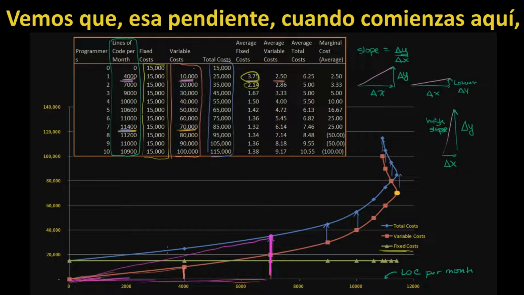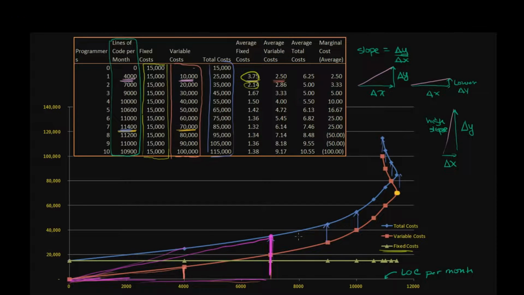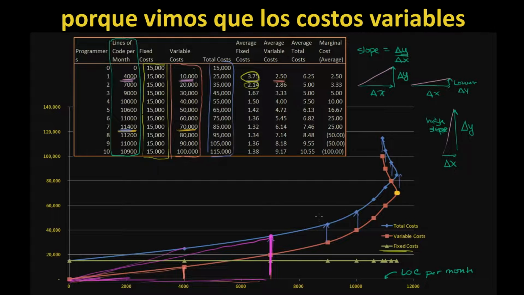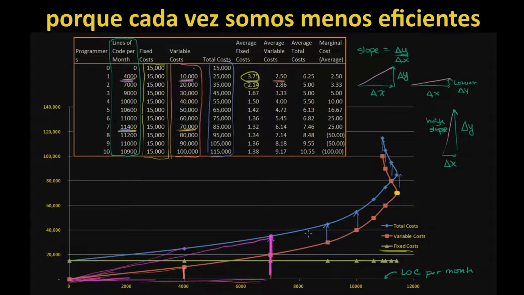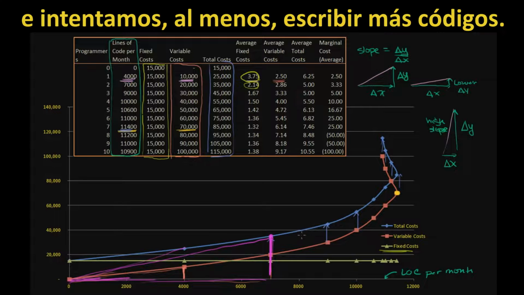And we see that slope, when you start from this point to that point, goes down. But then we see the slope starts to go up again, because the variable costs start increasing as we get less and less efficiency as we add more and more developers and attempt at least to write more code.